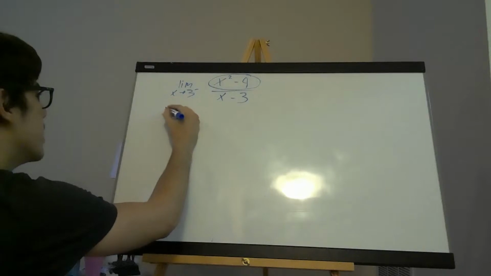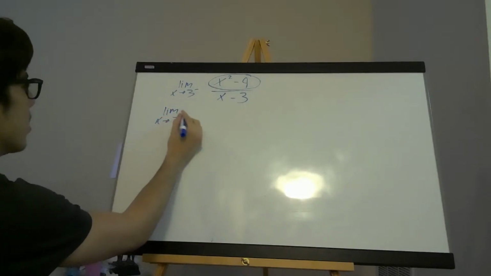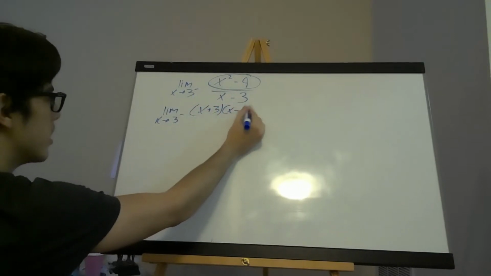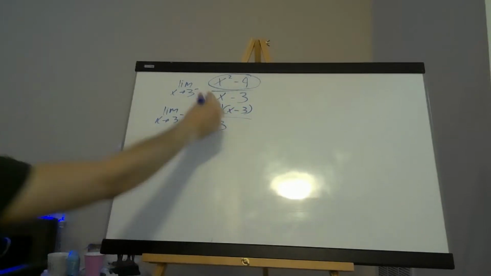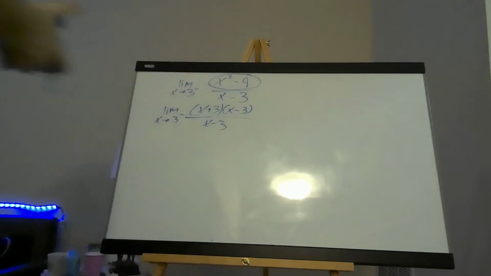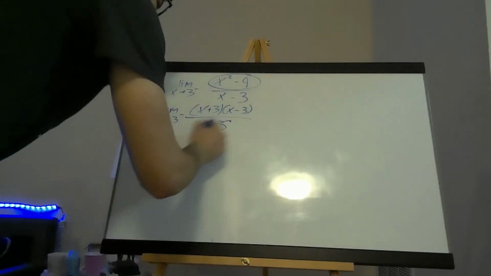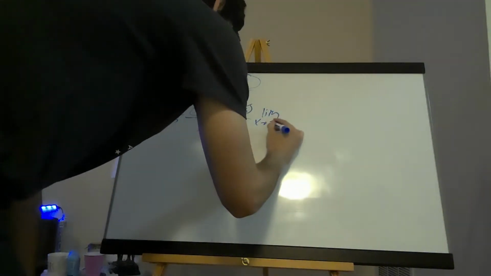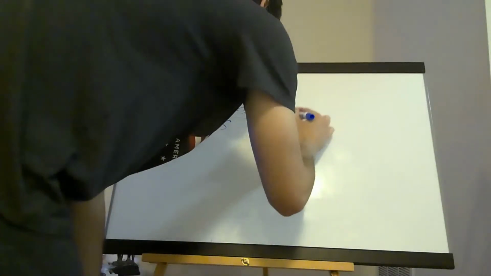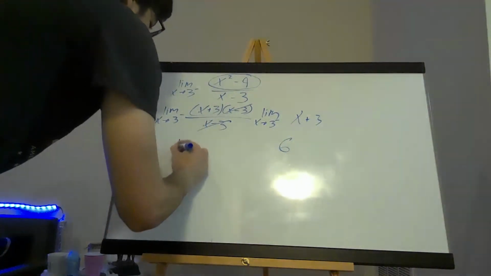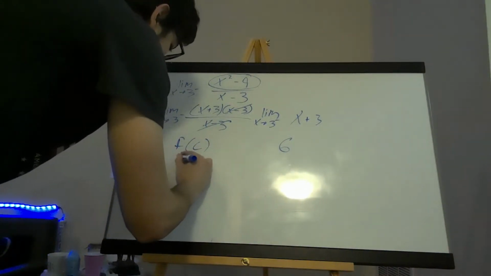Limit as x approaches 3 from the left of x plus 3 times x minus 3, divided by x minus 3. Now this is solvable. This is that basic concept of breaking down the problem. It's just like math has always been, except now we've got more steps to break down. So we cancel this x minus 3 with this x minus 3, and now we get the limit as x approaches 3 from the left side of x plus 3, which is going to give us 6. But we know that f of c does not exist.